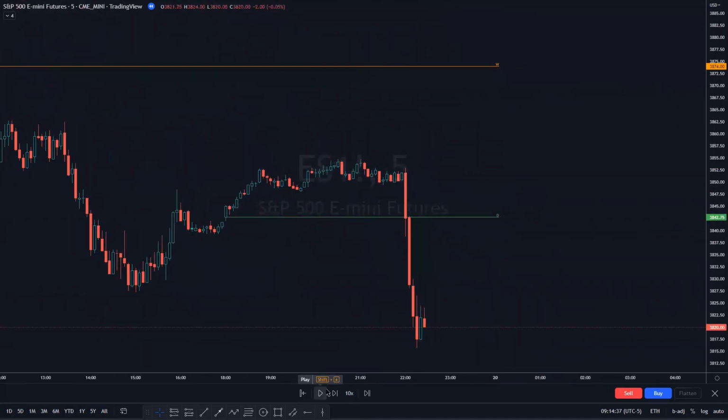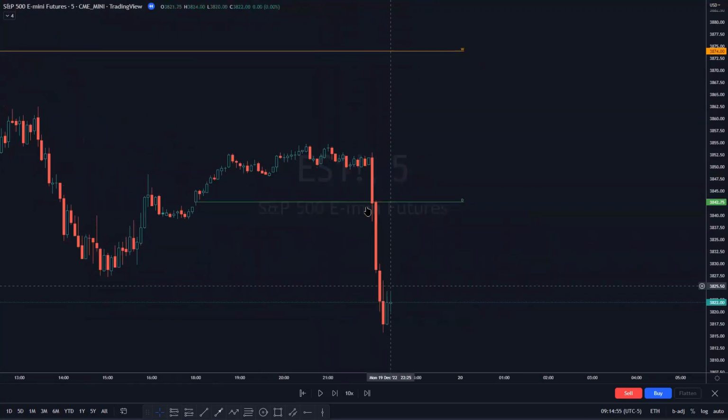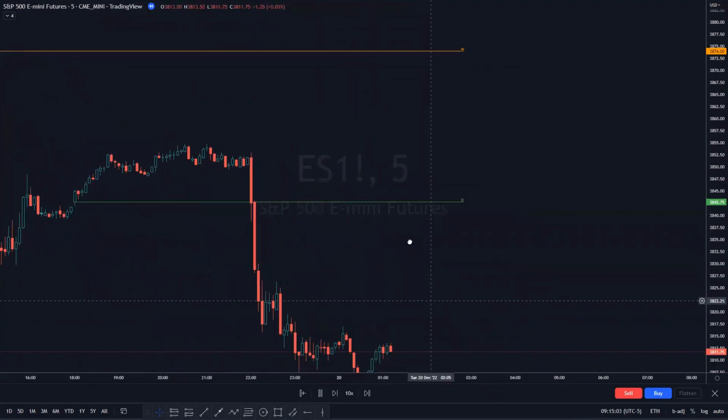And then overnight, we get this move. And I think this might have been the Japanese data that came out that kind of strengthened the dollar, maybe hurt the market or something. This was obviously some type of news event. But we get a breakdown through the daily overnight. Price plays around down here.